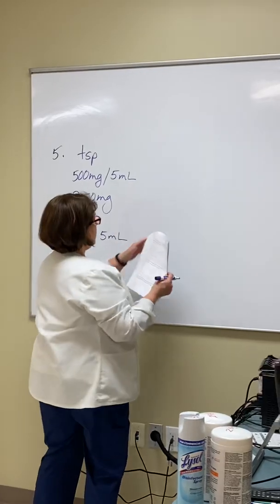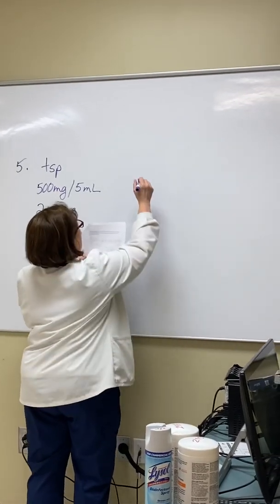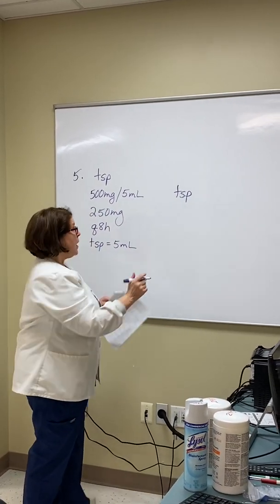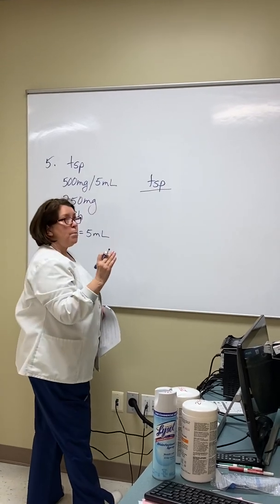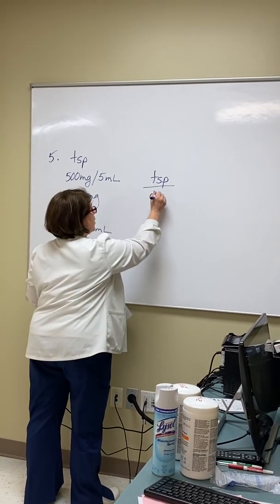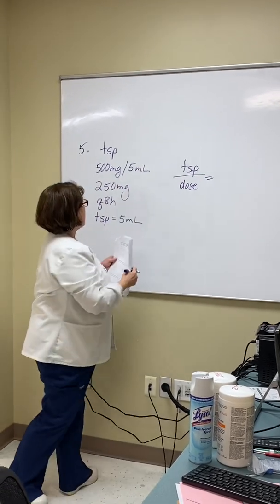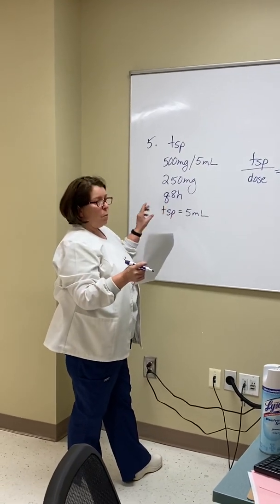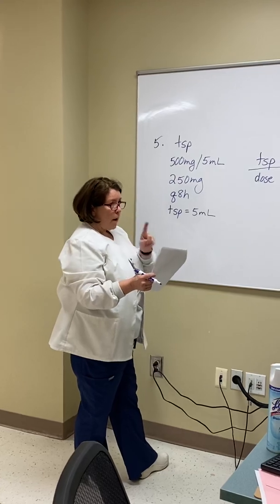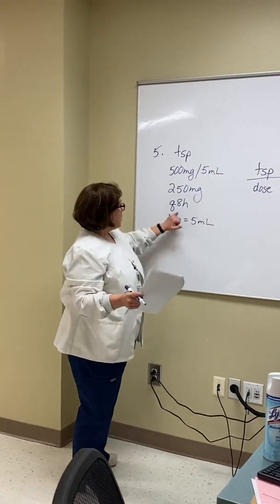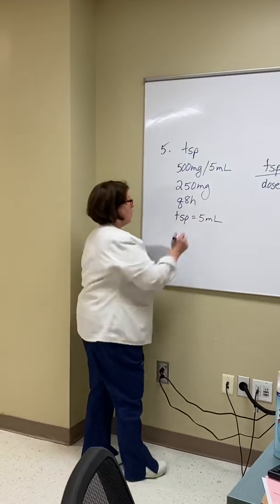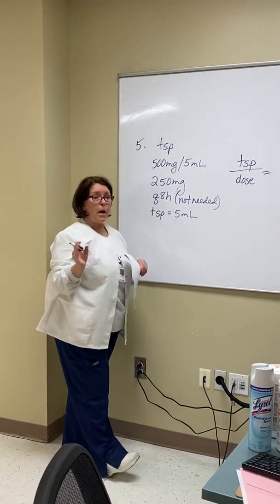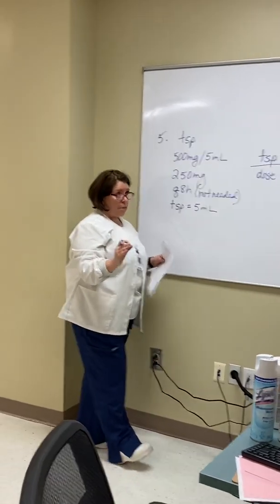Now, let's set up this problem. Teaspoon equals. What we're looking for is teaspoons per dose. That's important, so I'm going to set it up in what's called a 2-part answer label. Teaspoon over dose. You'll see why that's important, because it says to give it every 8 hours, but that's going to trick you up. What we're looking for is how many teaspoons for 1 individual dose. So actually, this Q 8 hours is not needed. It's what we call a distractor. You don't have to use all the information we give you.